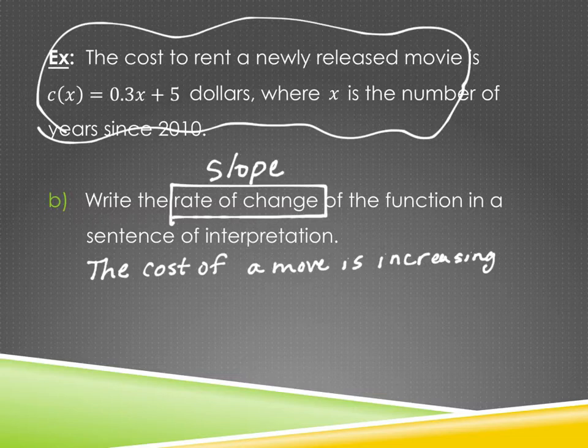Well, positive means something's increasing, right? So if I were to graph this function, it would be going uphill like this. It's a slope of positive 0.3. So it's increasing 30 cents. Please don't write that I did $0.3. That's what I just did. You can write that or you can write 30 cents.